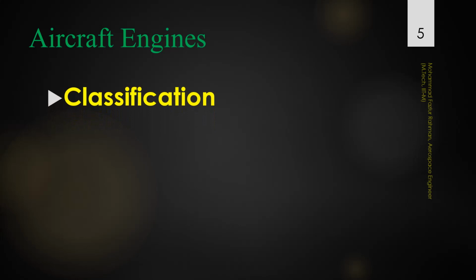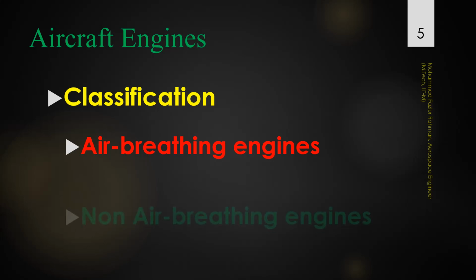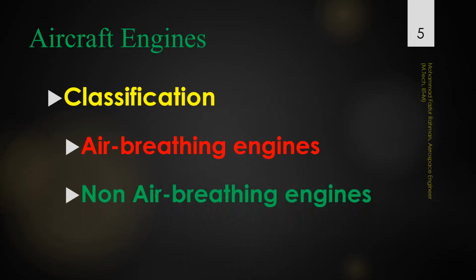Now let us classify the engines. We have two broad types of engine: air breathing engines and non-air breathing engines. An air breathing engine, as the name itself gives an idea, breathes air from outside, so air is utilized to oxidize the fuel of the engine. The non-air breathing engine does not breathe air from outside. It means it carries all its oxidizer along with itself.